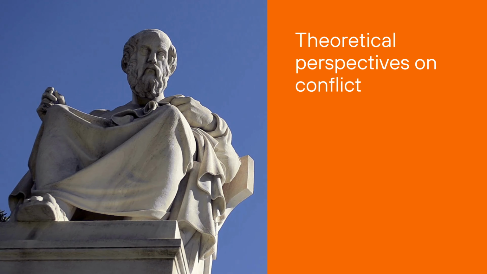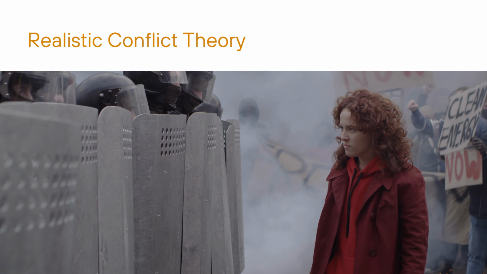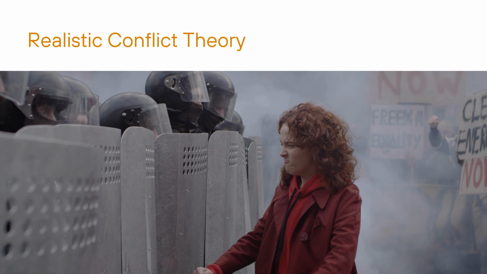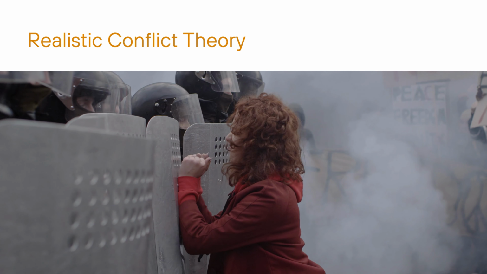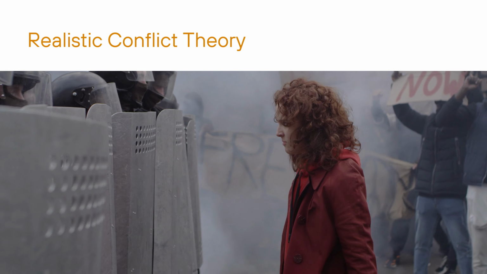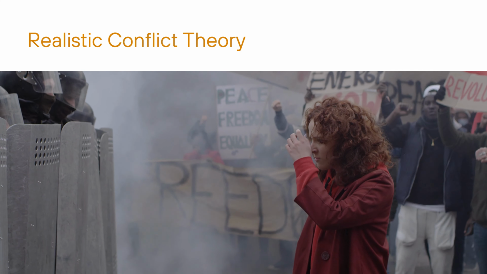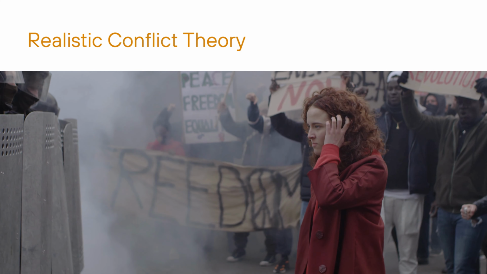To understand conflict better, we can look at several theoretical perspectives. Realistic conflict theory posits that conflict arises from competition over scarce resources. When groups compete for limited resources such as jobs, housing, or social status, tensions and conflicts are likely to occur. Cooperation and shared goals can reduce conflict.